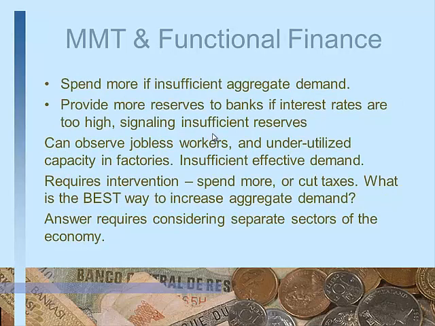So the basic principle, okay, so now we come to policy. So what should be done? How much money should be spent? Well, if there is insufficient aggregate demand, that is, the economy is operating with unemployment, which you can see by looking at jobless workers, and you can look at underutilized capacity in factories, then that is insufficient aggregate demand. And so this is when you should spend more. The other place where you should spend more is if interest rates are too high, as is currently the case.